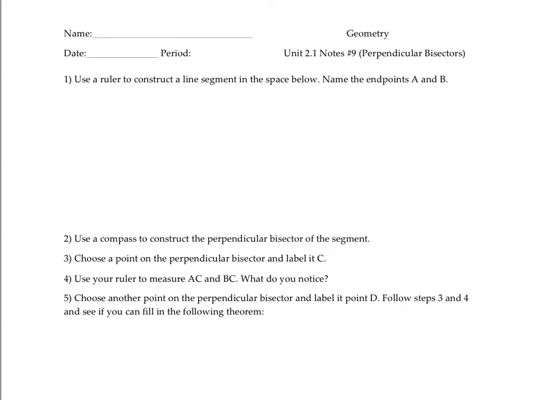So first, in this space underneath number 1, let's draw a line segment. And don't make it too long. And let's go ahead and label that line segment AB. Okay, so obviously I'm not using a ruler. I can't use a ruler on the iPad to create a perfectly straight line segment, so mine will look a little bit less perfect than yours will.